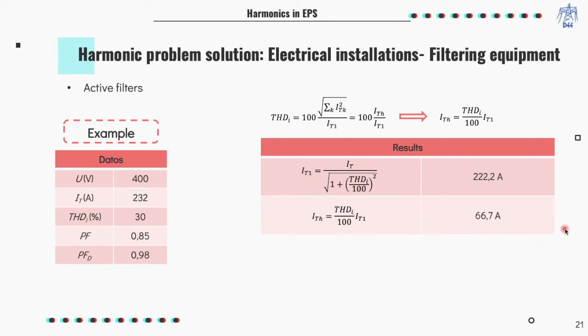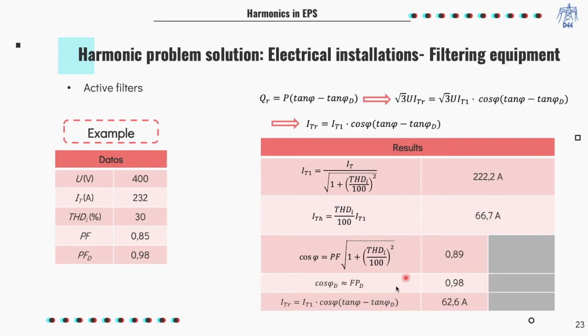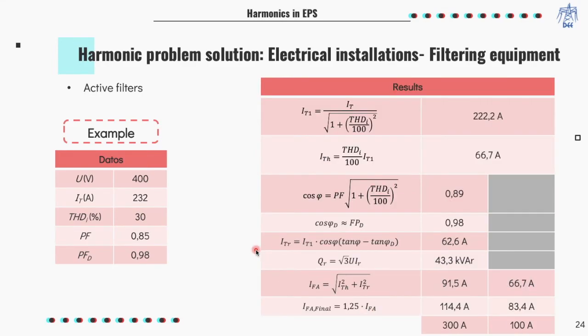Subsequently, the fundamental power factor of the load is calculated from the total power factor and the distortion factor. This fundamental power factor allows to determine the reactive power and therefore the reactive current to be compensated. Note that after the harmonic compensation by the filter, the total and the fundamental power factors are the same. Finally, the rated current of the filter should be 91.5 amperes if used to compensate harmonics and reactive currents, or 66.7 amperes if only used to compensate the harmonic currents.